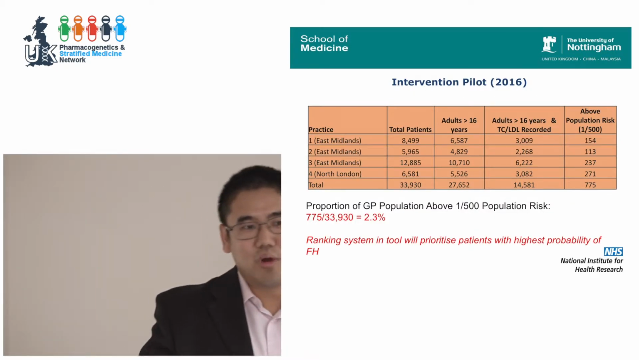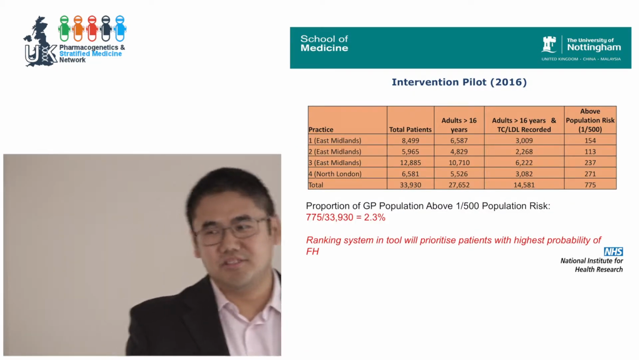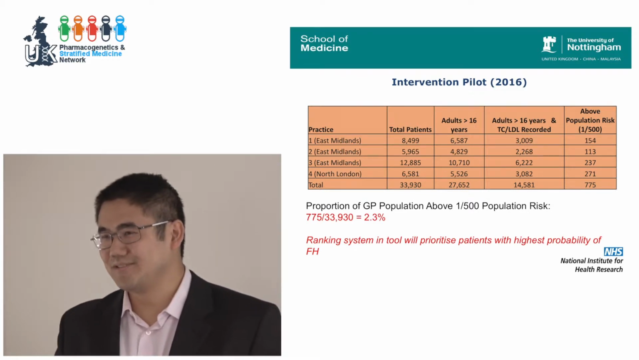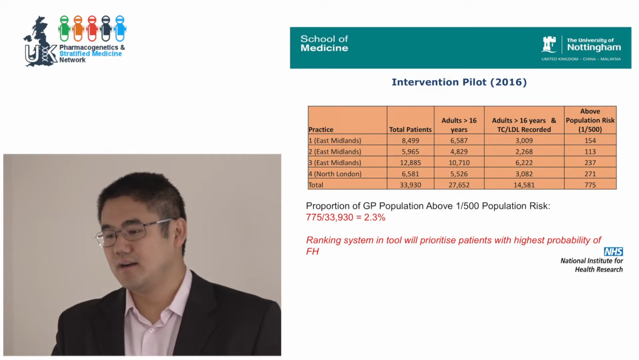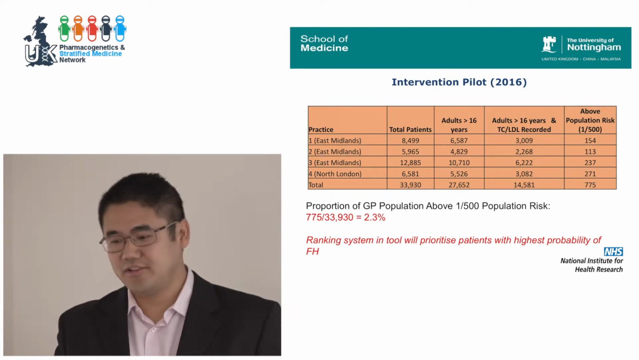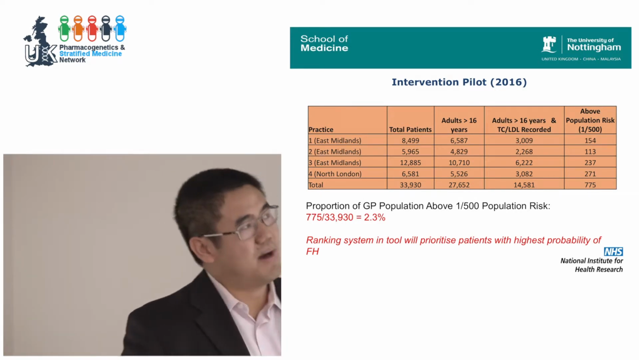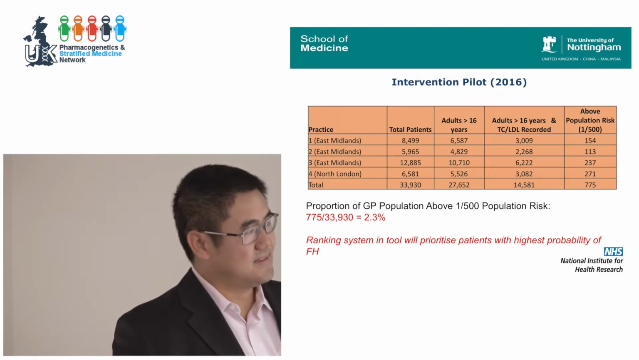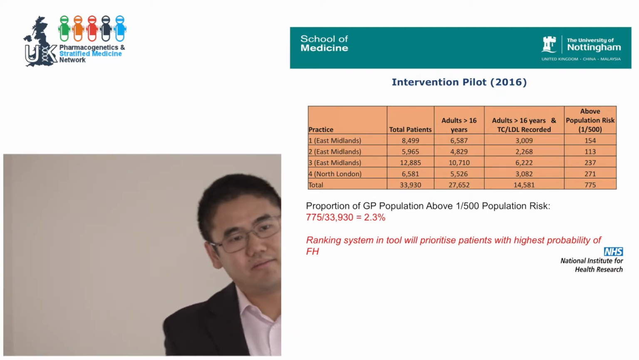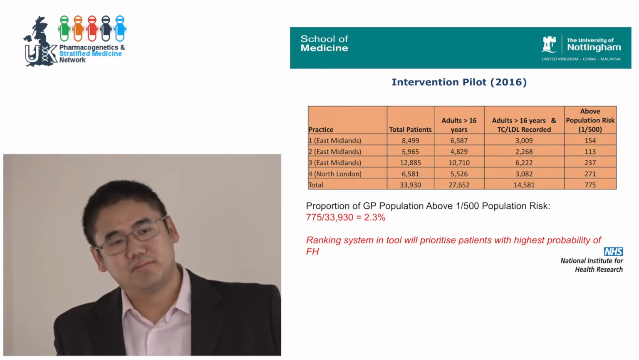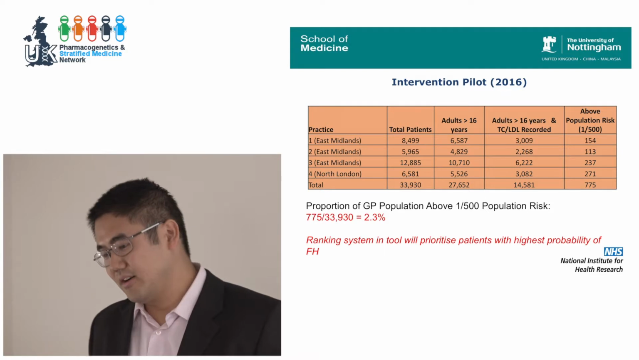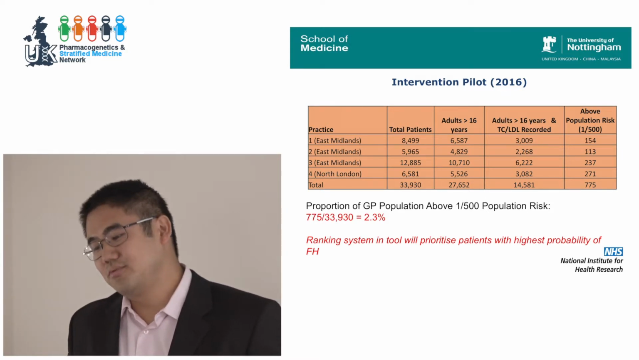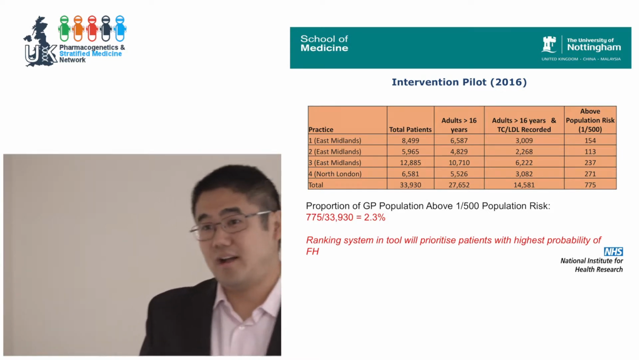So at the same time, the question comes up, what's the workload? What is the GP workload for assessment? And that's the question we needed to put before we started to run the study, to be able to give an answer to. So we did some intervention pilots in a few different practices. Initially, we put a pretty liberal population prevalence threshold of 1 in 500. And that amounted to about 2.3%. Now, that's quite a lot initially.